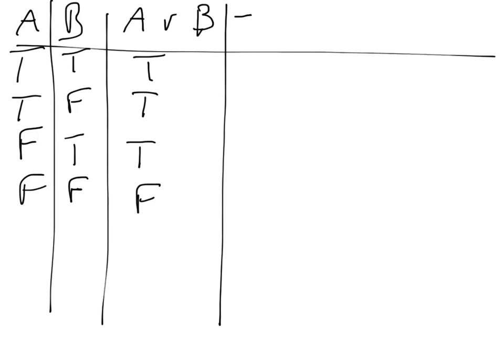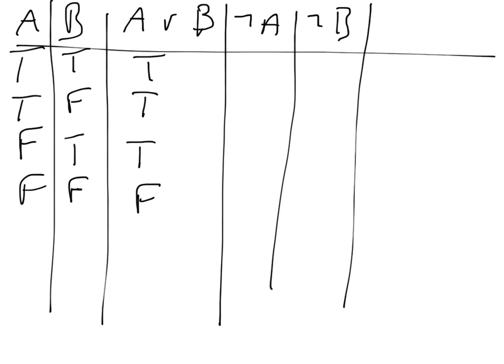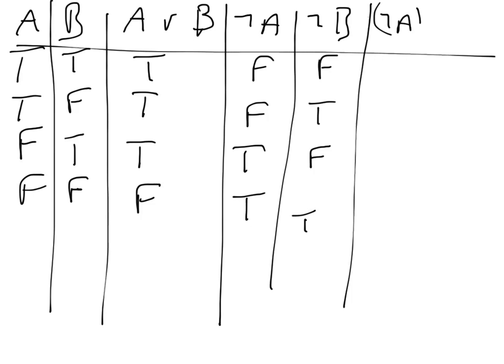Next I'm going to do not A again and not B. You can go ahead and totally skip this if you would like. So this is false, false, true, true, and false, true, false, true. And on to the last one, not A or not B.